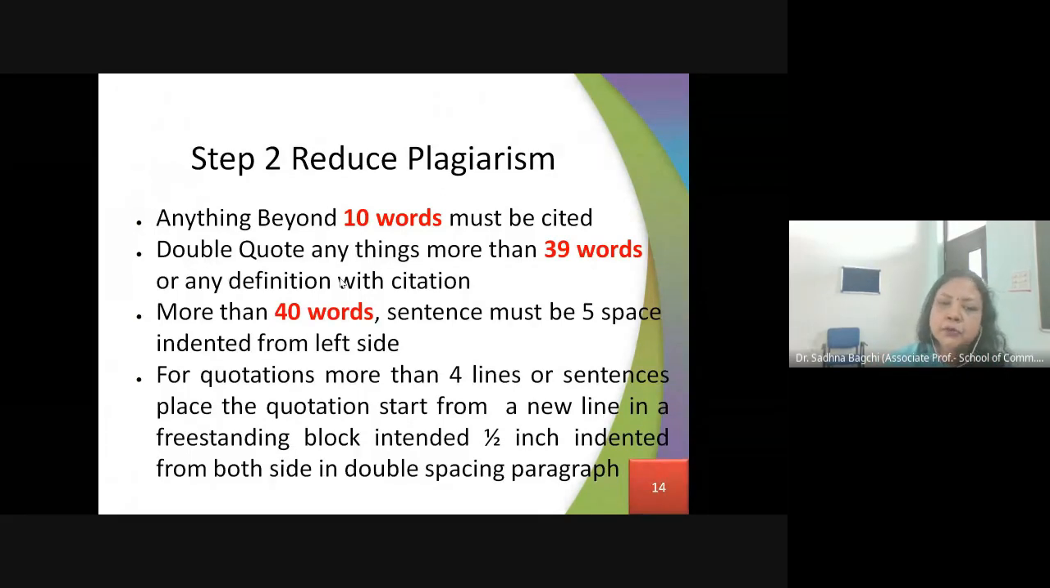And next step for quotations: if a quotation is more than 4 lines or sentences, place it starting from a new line in a freestanding block that is indented half an inch from both sides. Means the whole paragraph is just hanging between the two lines, a half-inch indent from the left and the right. In this way, and with the proper citation also, you can reduce the similarity index to below 10%. And note the similarity index should not be more than 10%.